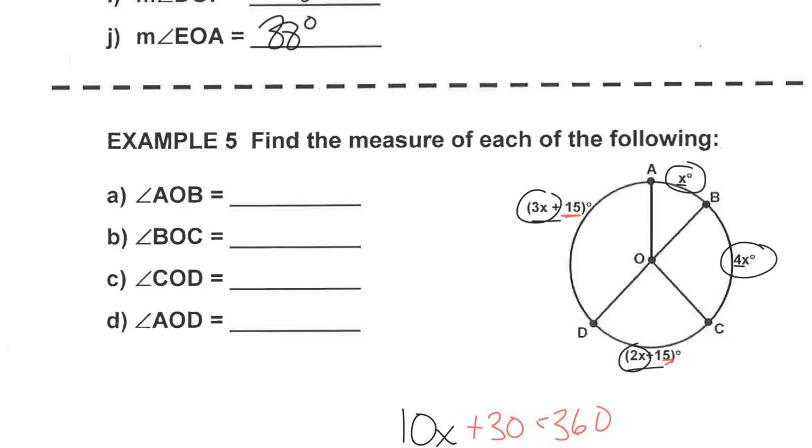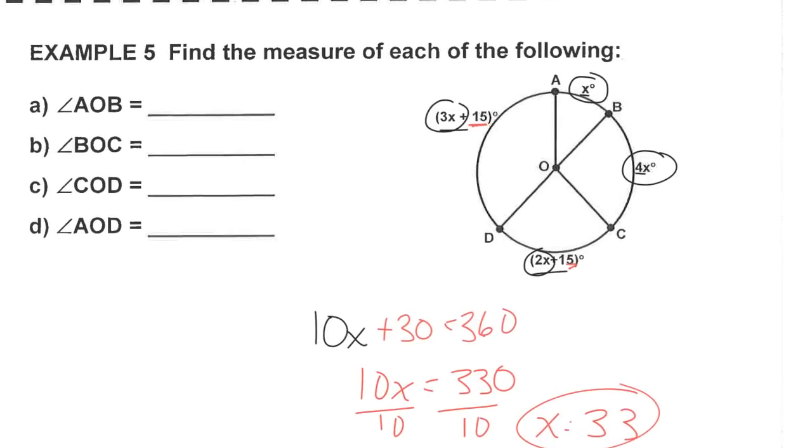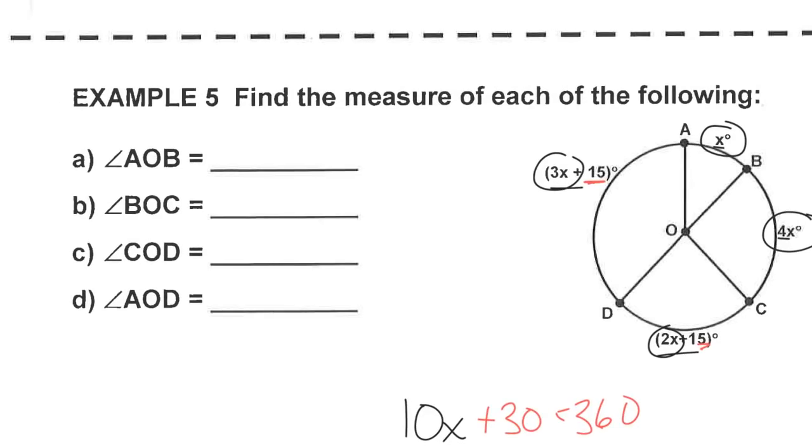So then I can plug this in up here, guys. It doesn't ask for X, but we know X is 33 now. Now I can just plug it into each of them. I'm just going to kind of go through this quick. AOB, this angle right here, would end up being 33 degrees when I plugged it in because X is 33. Then BOC would be 132 degrees. COD is 81 degrees, and 114 is the last one.